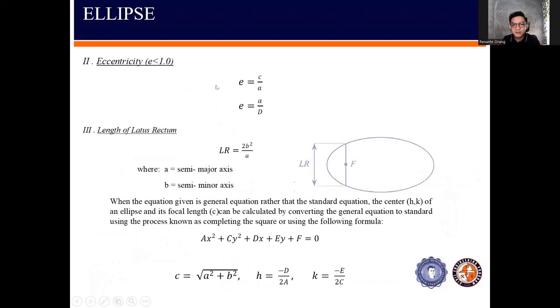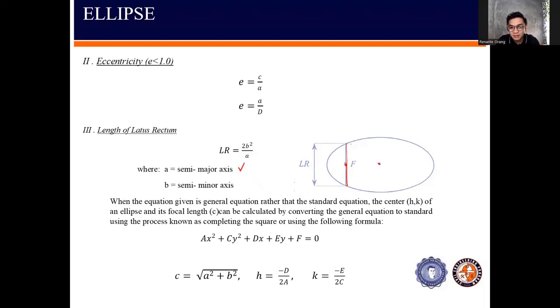Okay, so how about its eccentricity? The value of our eccentricity is equivalent to c over a. How about the length of our latus rectum? Our latus rectum is the distance from our focus going up and down. That is our LR, or latus rectum, which is 2b squared over a. Take note that a is always the bigger value.